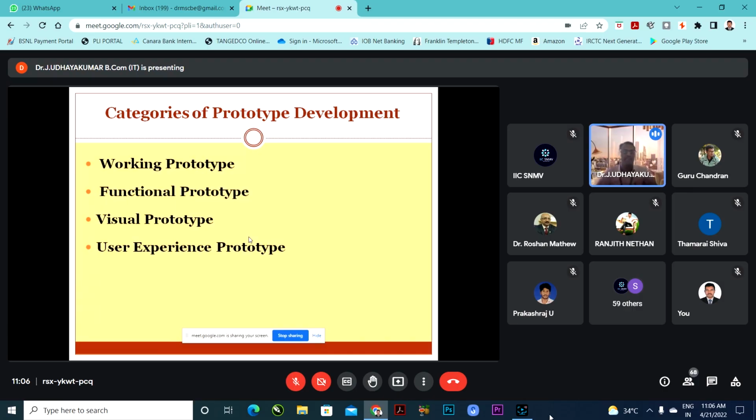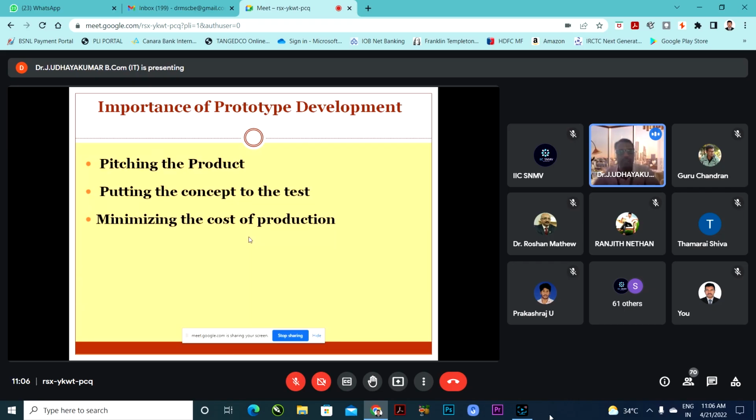These are some of the categories for developing the prototype. By using ideas, we can frame the working prototype. With the help of various techniques, we can build the functional prototype. The visual prototype shows only the 3D effects, and we cannot see whether it is functioning or not, but it is easier. The user experience prototype is created with the help of a person who has experience with the product or its problems.